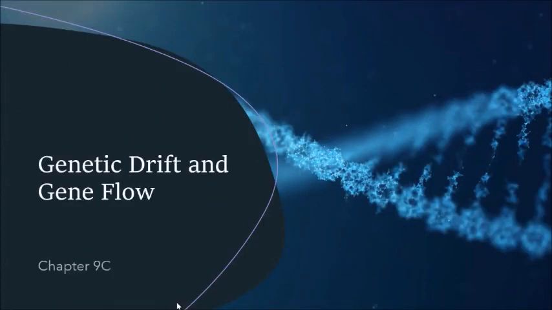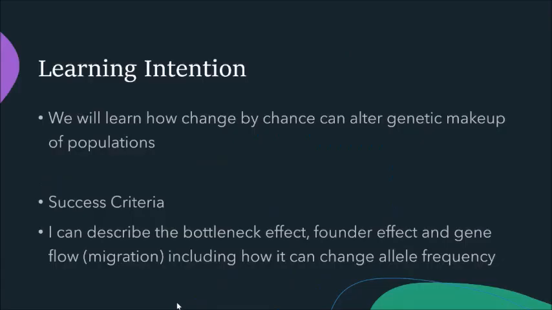Welcome biologists to this screencast that will go over genetic drift and gene flow, which is from chapter 9C of your textbook. So our learning intention is to learn how change by chance can alter genetic makeup of populations.